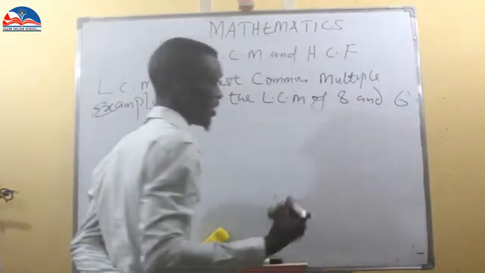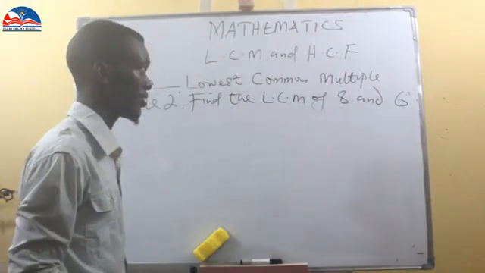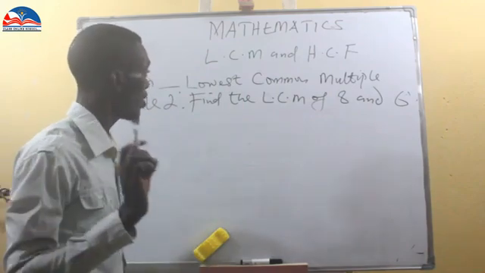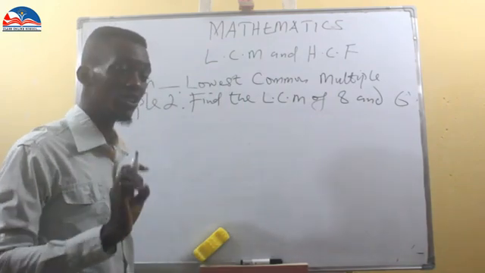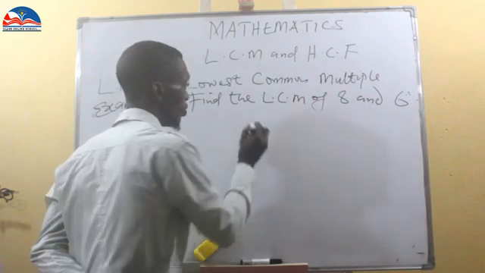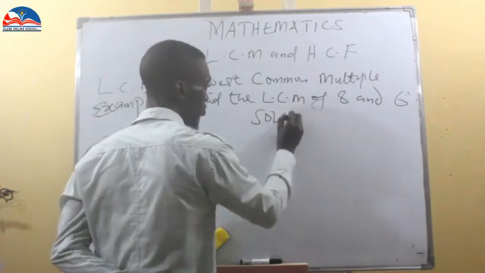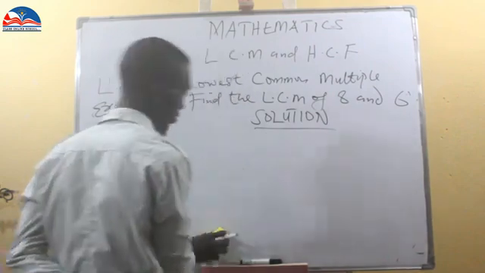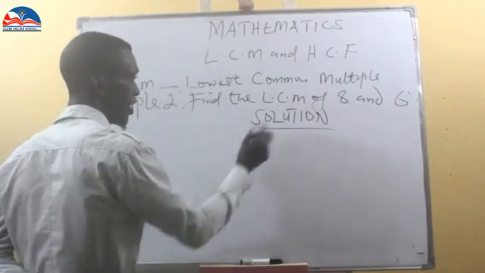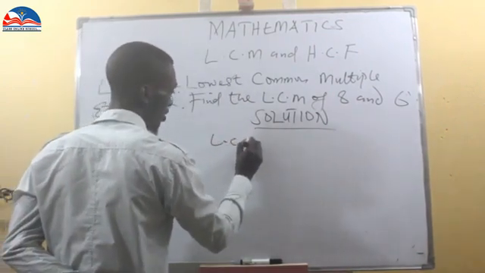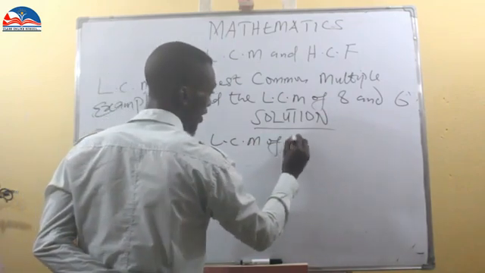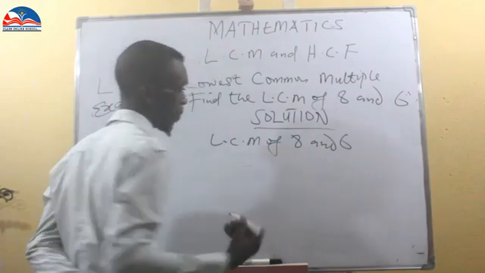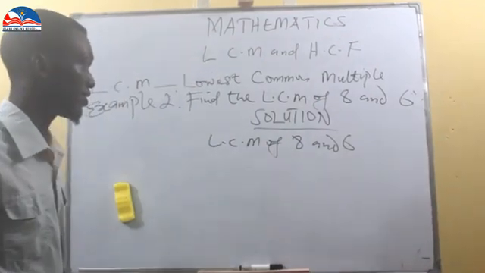6. Find the LCM of 8 and 6. Okay. The LCM of 8 and 6. I told you that once you have the equation to proceed, the first thing you do is write Solution, to show that you want to start your solving. Solution. Okay. Now, LCM of 8 and 6.